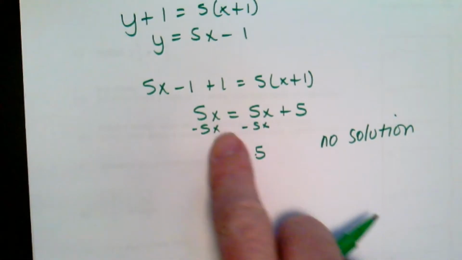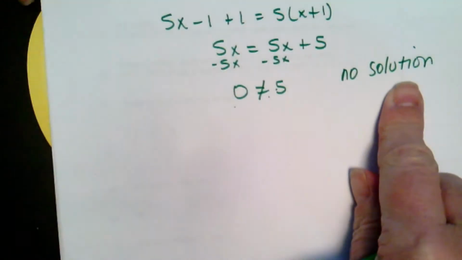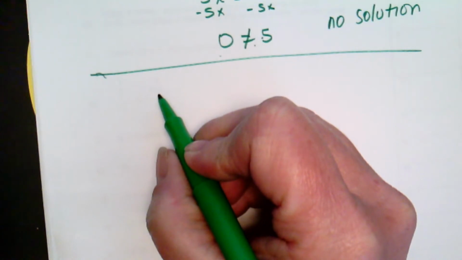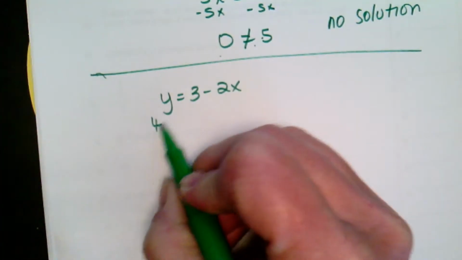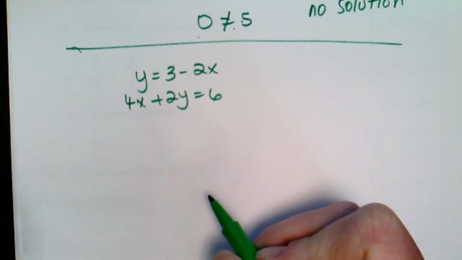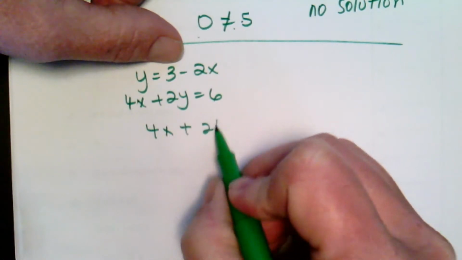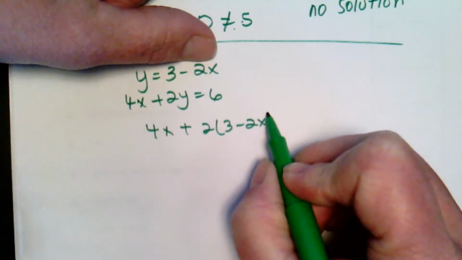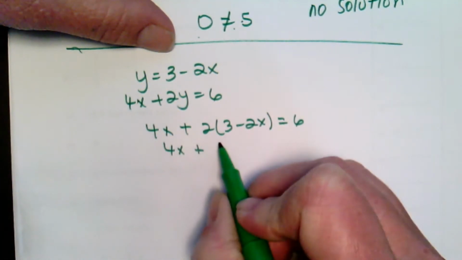So whenever you cancel out all your x's and what's left isn't true, there's no solution. So let's do the other problem that happens. I shouldn't say problem. So if I use substitution, I'm going to plug that into my y, simplify it.